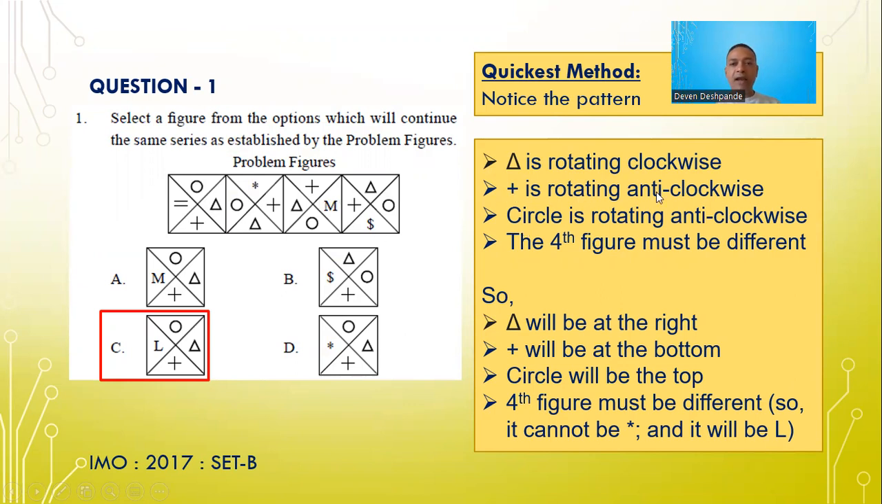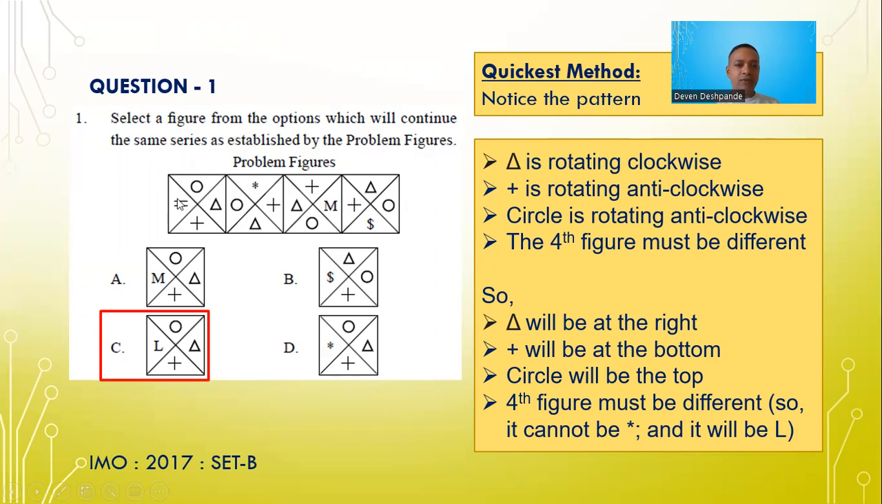Plus is rotating anti-clockwise. So if plus is here, then it will rotate anti-clockwise like this. So plus is here in the first figure. Here it is on the right hand side in the second figure, on the top in the third, and here on the left hand side in the fourth. Circle is rotating anti-clockwise. Again, circle, it will rotate like this anti-clockwise, isn't it? Circle is here on the top, then it comes on the left, then it comes on the bottom, then it comes on the right.